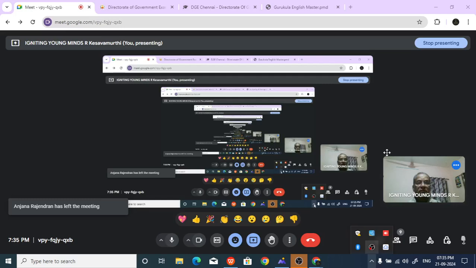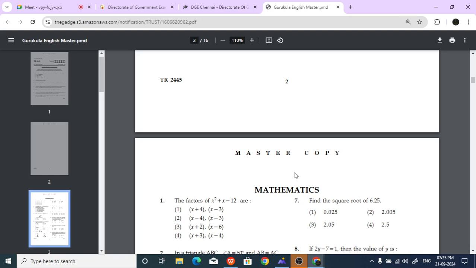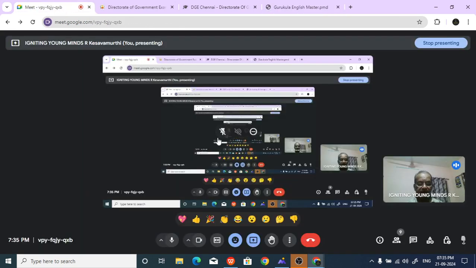So good evening to all of you. Today in our class, instead of Annapurni, I will handle the class. I am Keshav Murthy. I think in the very first class I was there. So I shall handle mathematics and a little bit of mental ability. These two things I will handle.